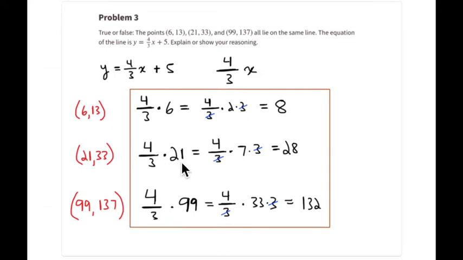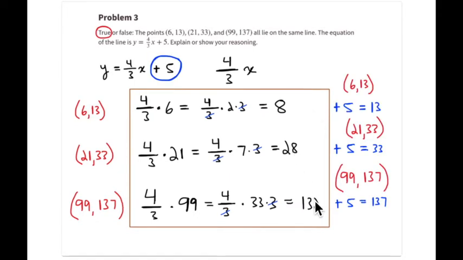4/3 of 21. Factor the 21 into 7 times 3. The 2 3's cancel. 3 divided by 3 is 1, so they cancel. 4 times 7 is 28. And 4/3 of 99. Factor the 99 into 3 times 33. The 3's cancel, and 4 times 33 is 132. So far, so good. It looks like they are going to end up being the y coordinate after you add 5. So you have to add 5 to each one of these.